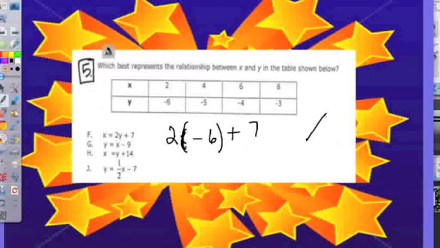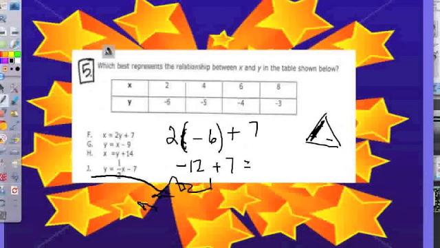Well, remember this little thing in my room? If they're different signs, it's negative. So I cover up a negative and a positive. I cover those things up, and my answer should be -12 plus 7. So what's -12 plus 7? Well, I can go to my number line. That's not a number line. That's not a number line either.